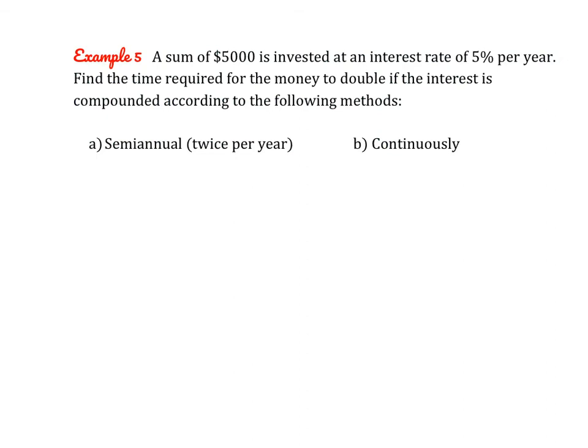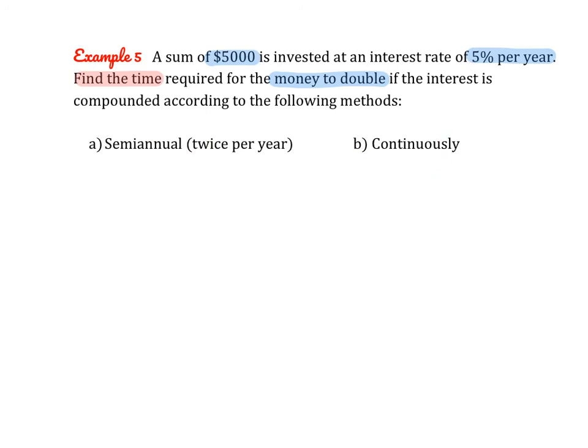All right, let's start with this first example. This says a sum of $5,000 is invested at an interest rate of 5% a year. Here they're asking us to find the time required for the money to double if the interest rate is compounded according to the following method. We're going to do one calculation for a semi-annual compounding account, meaning it's compounded twice a year, and one for continuous.